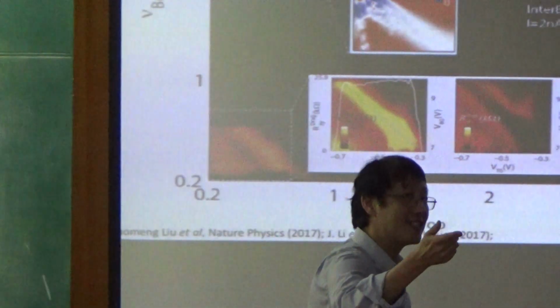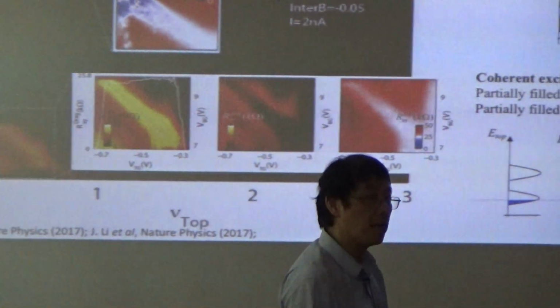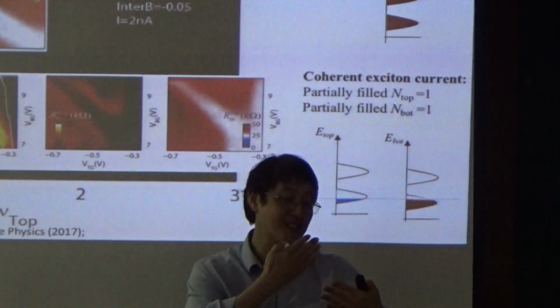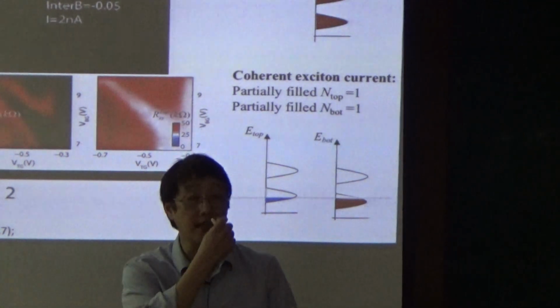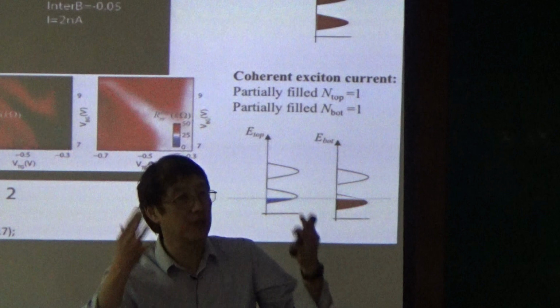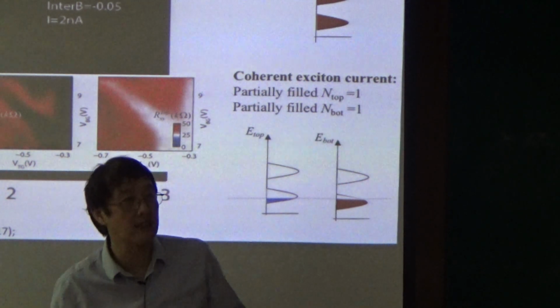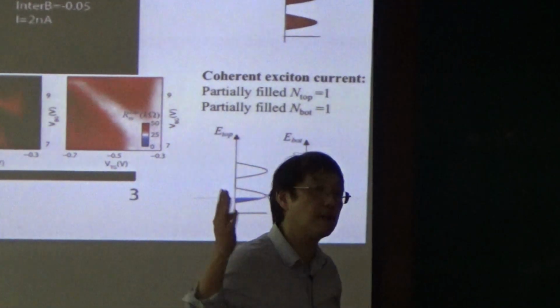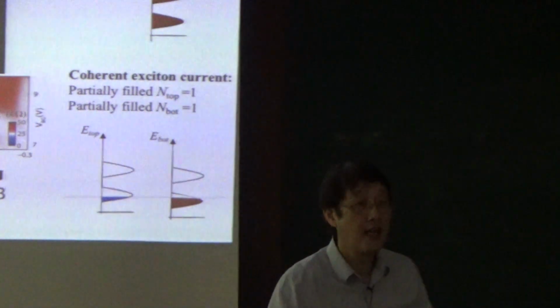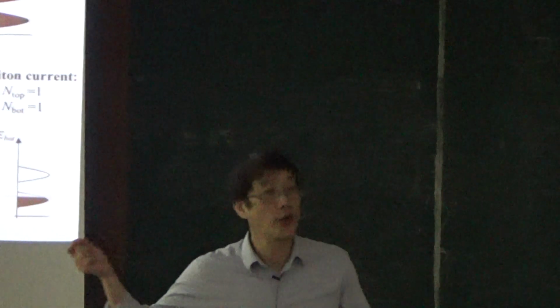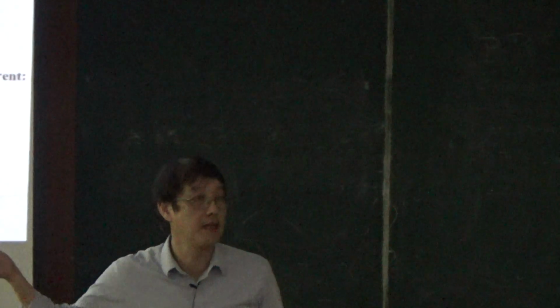That is not coherence yet. Coherence can be demonstrated by looking at the tunneling between these two layers, where a coherence peak appears in the tunneling spectroscopy. So some evidence has accumulated in gallium arsenide showing that indeed this is really a coherent many-body state.